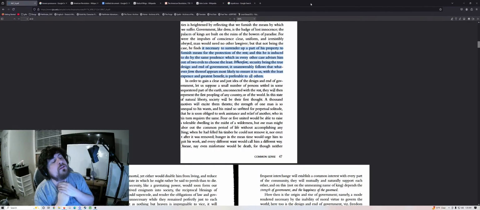I think I could do a little bit more before my throat finally gives out. In order to gain a clear and just idea of the design and end of government, let us suppose a small number of persons settled in some sequestered part of the earth, unconnected with the rest. They will then represent the first peopling of any country or of the world. In this state of natural liberty, society will be their first thought. All right, so he's starting us with a thought experiment. We're going to have a small number of people. They're all alone.